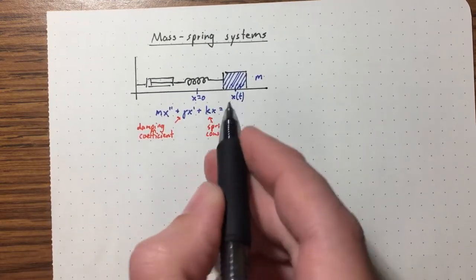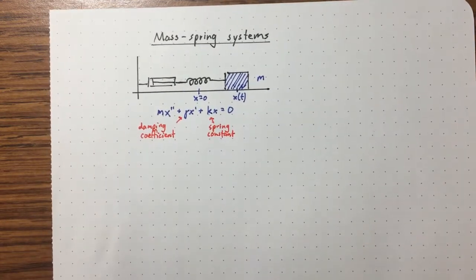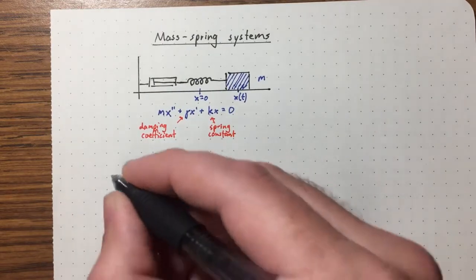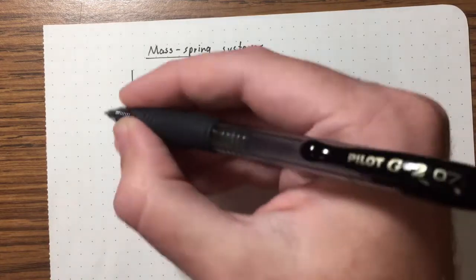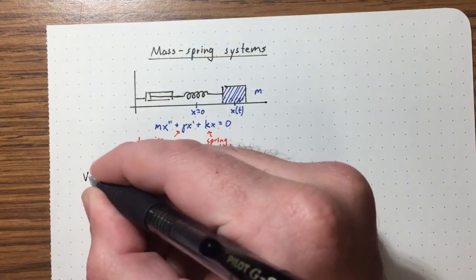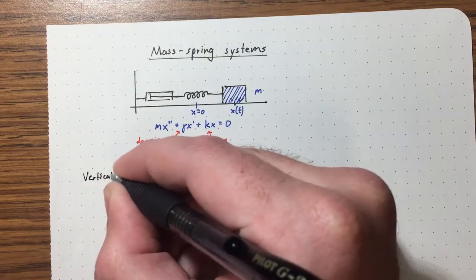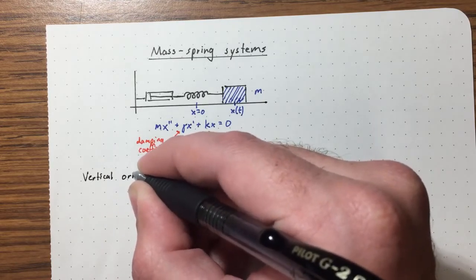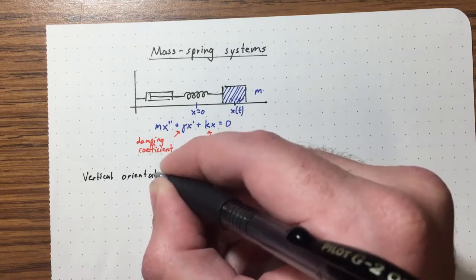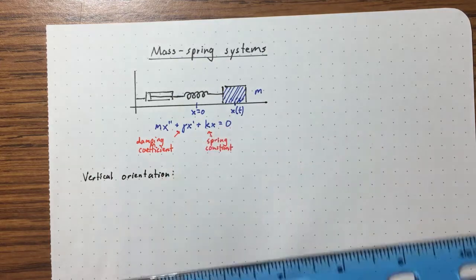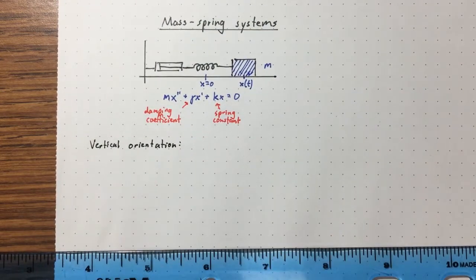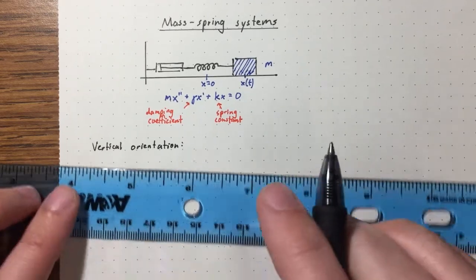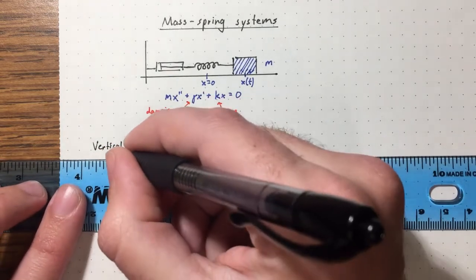Often in practice, the picture is not going to look like this. It'll actually be oriented vertically, for example, in the car suspension system. So let's talk about what to do in that case. With vertical orientation, it's a little bit different, but in the end, you end up with the same equation. I want to show how that works. It's just a little bit subtle.